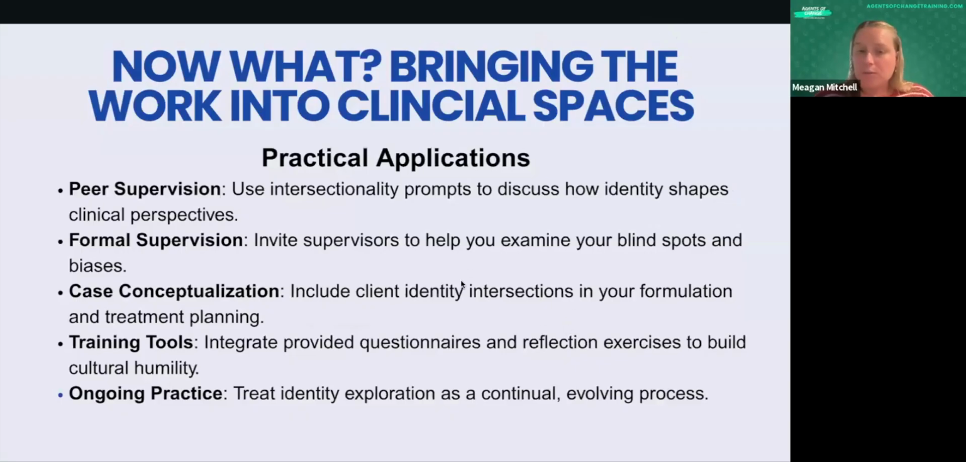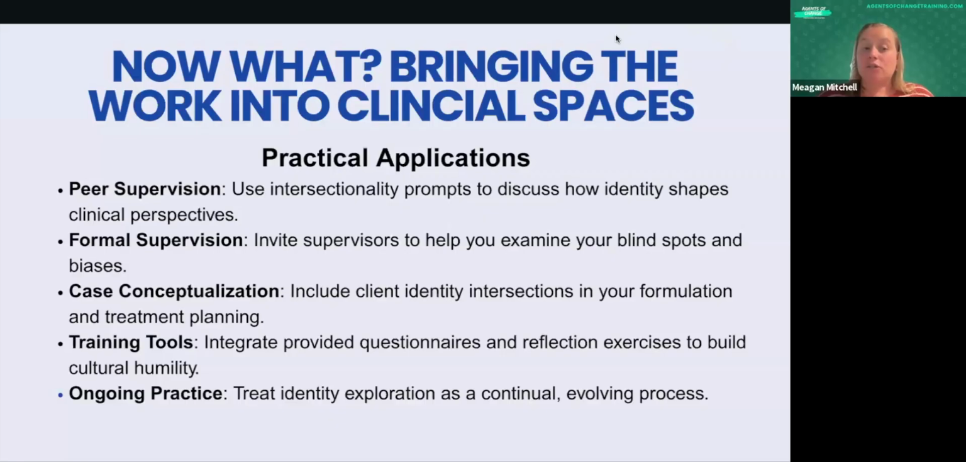If you are in formal supervision, maybe you are just the supervisee. Some of you said you have wonderful supervision. Bring these topics in, say, I went to this CE and I'd like to explore this a little bit more. I think this is a weakness of mine, or I want to dive deeper into this aspect of my clinical work. So invite supervisors to help you examine this, and maybe you do it together. Maybe it is a reciprocal relationship.